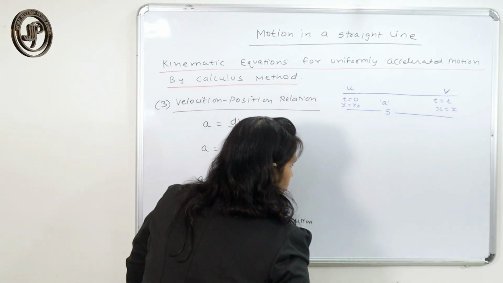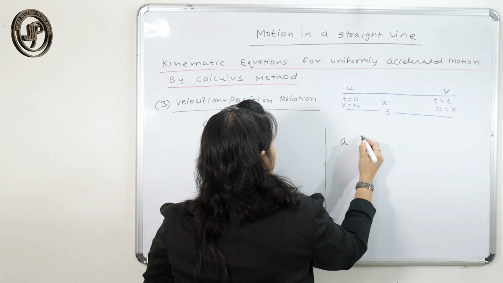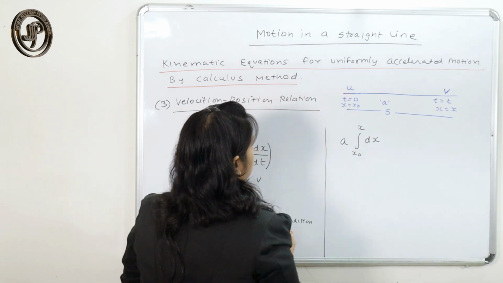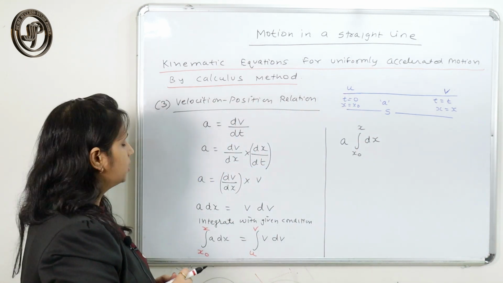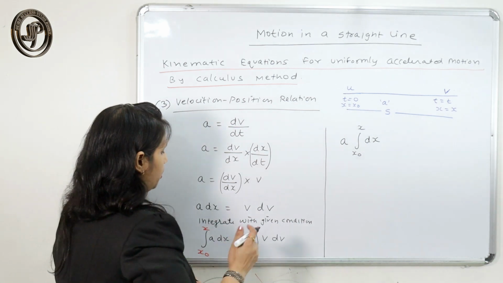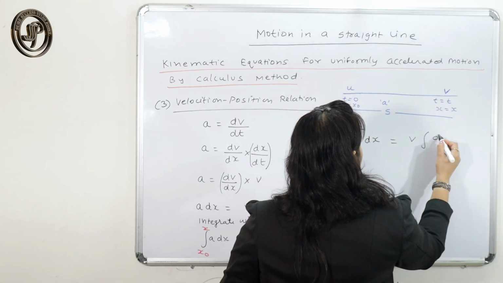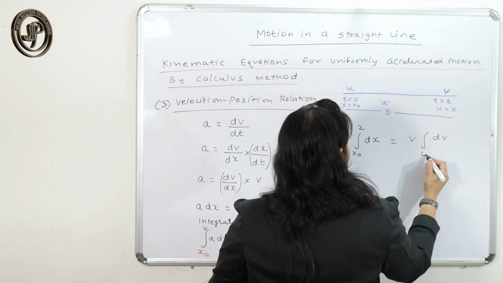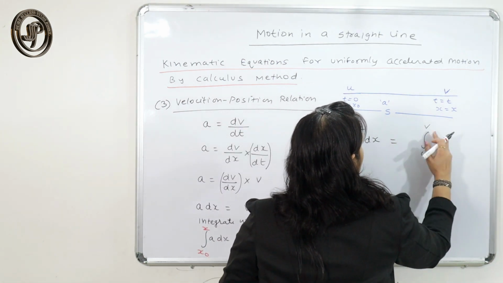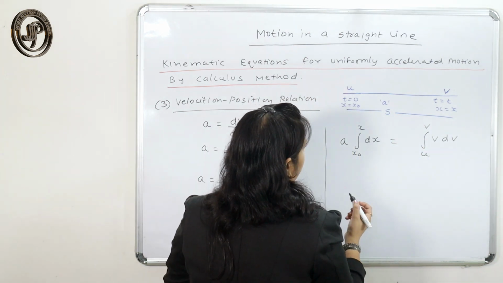So, if I put this, then what will I get? A dx from x naught to x. Why have I taken this a out? Because a is constant. Then v dv from u to v. Oh, sorry, v is not constant, so we just have to keep it inside the integral.